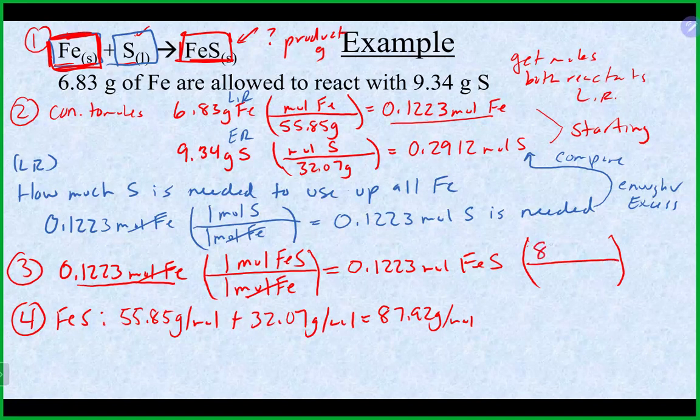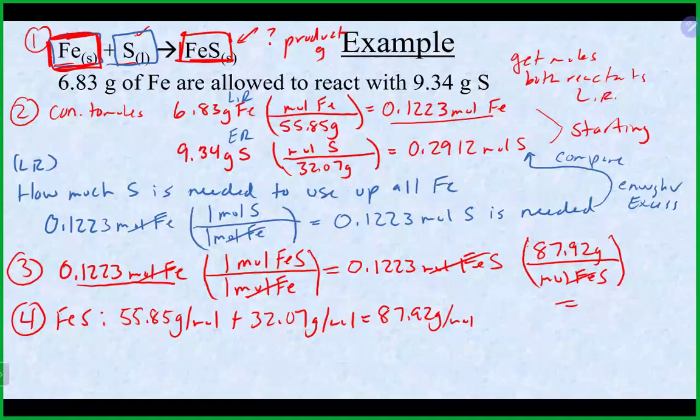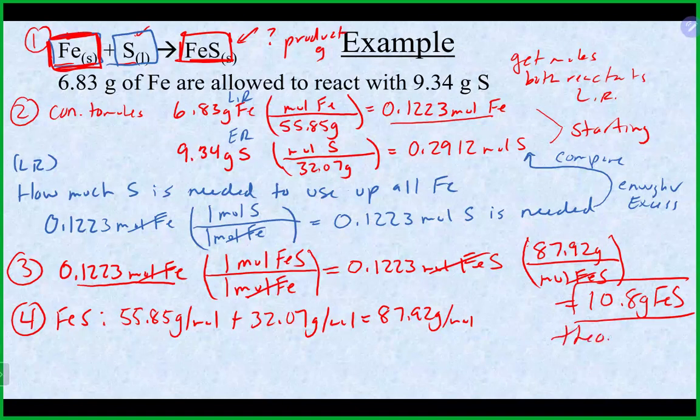So using the grams up on top, moles on the bottom, moles are now going to cancel, and we will end up with about 10.8 grams of FeS. This would be, once again, the theoretical yield in grams. By the way, this would be the theoretical yield in moles, right? So you can do moles or grams in this particular case.